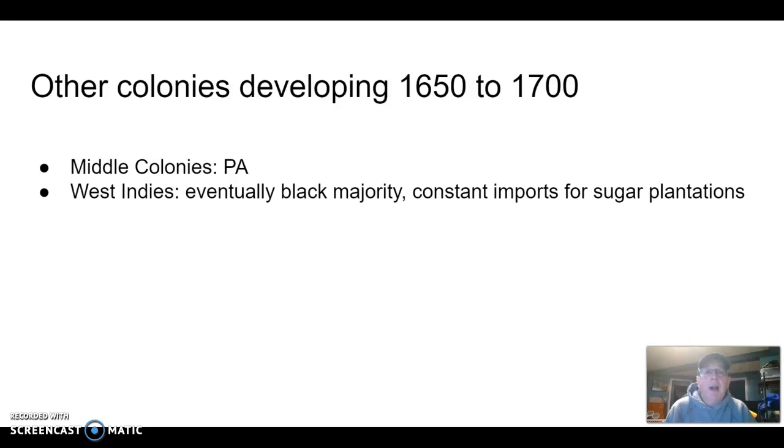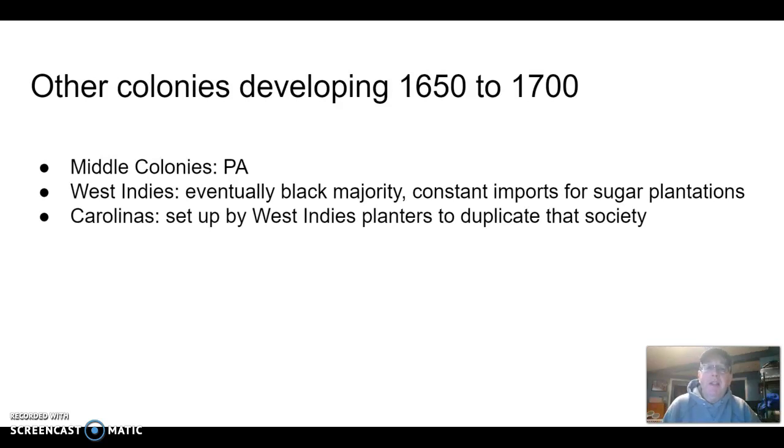And the death rate is so high, because people are just worked to death, that they constantly import people for sugar. The population never rises on its own. It is only kept steady or growing through the slave trade. So a very, very brutal society. And the Carolinas, North and South Carolina, are actually set up by people from the West Indies who want to duplicate that society. They don't grow sugar, they have rice and indigo, but they are very strict racial-based societies. So there's a real mix of other colonies going on here.